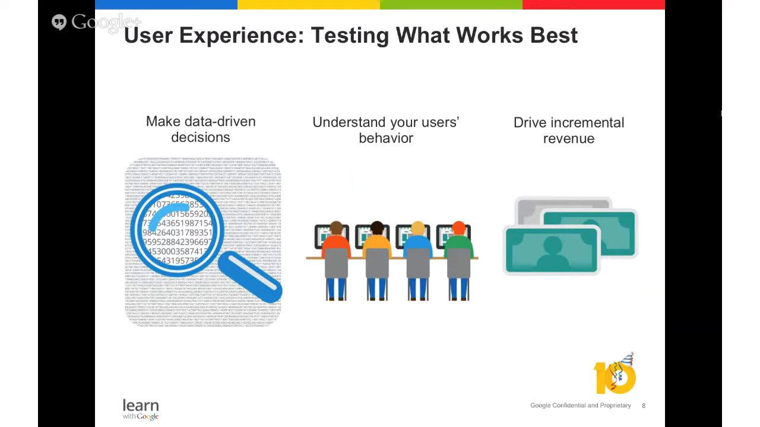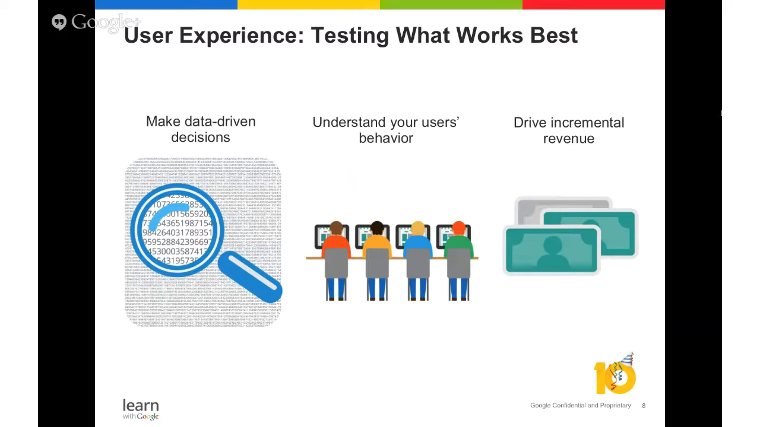So if you imagine you're an e-commerce site and you test having the buy now button on the left side versus the right side, those users will behave very differently. So you can first understand what impact that has on users, and then go with the one that drives and influences users to take the action that you desire.